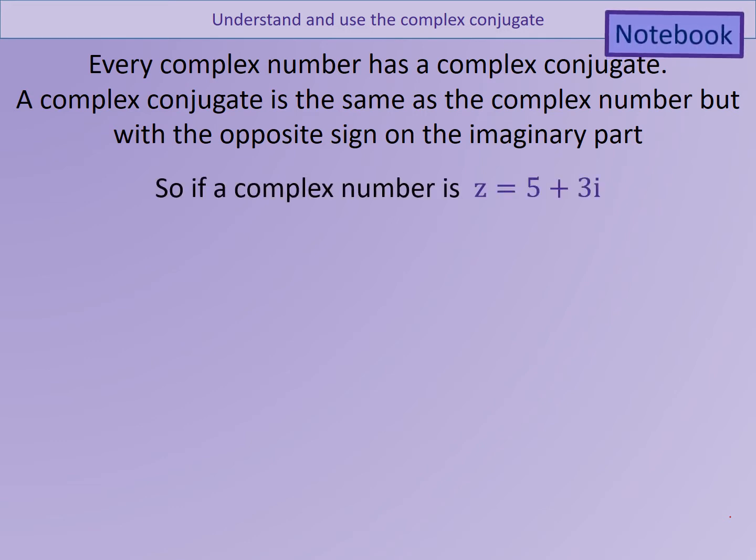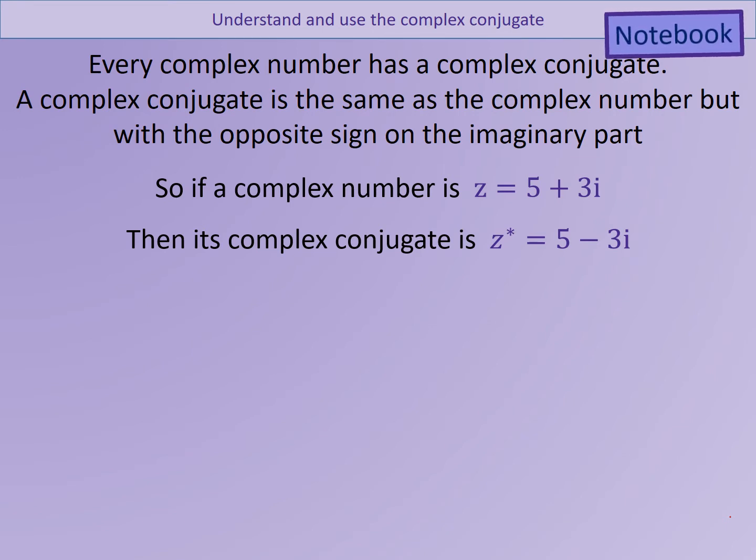Let's take a look. If we have z equal to 5 plus 3i, then its conjugate, denoted by z star, is equal to 5 minus 3i. We can then take a look at what would happen if we added a complex number and its conjugate, or multiplied a complex number and its conjugate. Let's take a look at both of these.